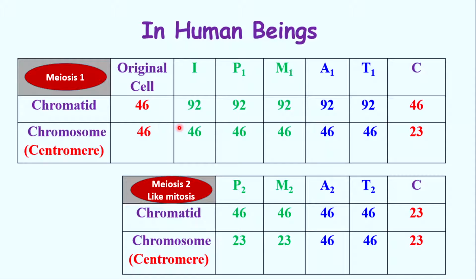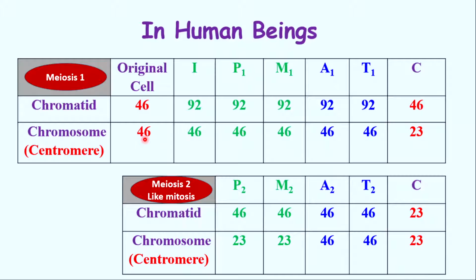Now, this is long, yes, but because there are two sets of division, let's take this stage by stage. First division, meiosis 1. Second division, meiosis 2. Meiosis 2 is just like mitosis. So again, check that mitosis video.